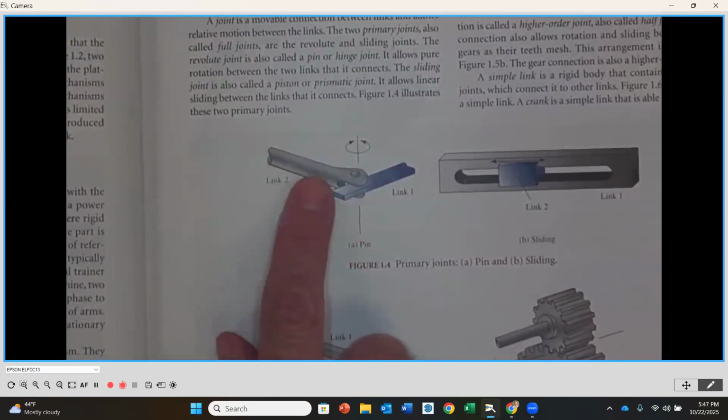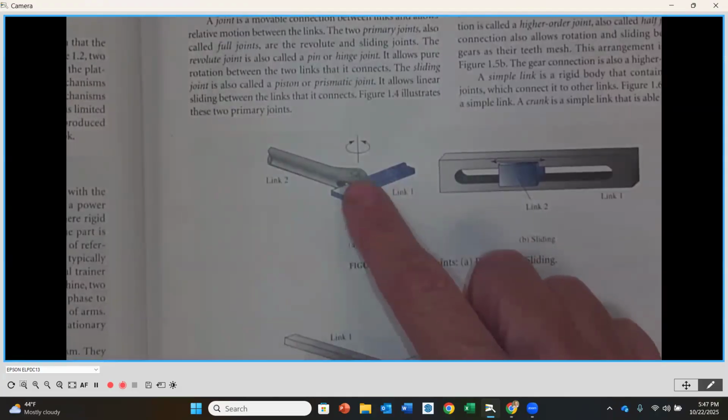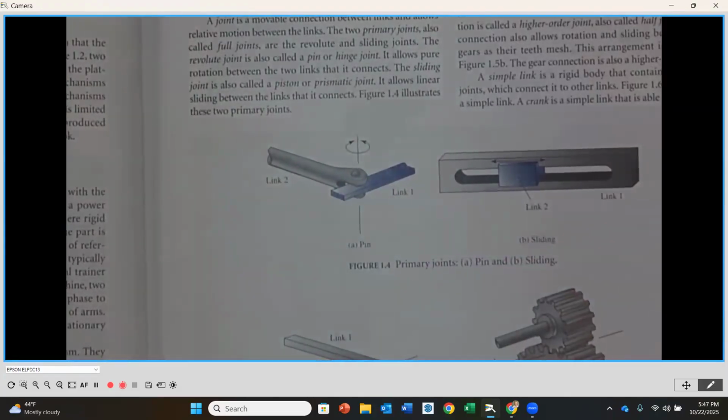So you're going to notice that we have a link coming in, link number 2 on the left, link number 1 on the right, and they are connected by a pin going through them. Now, because there's a pin going through, they can rotate relative to one another about the center of that pin. Okay, so that's a pin joint, it joins them together with a pin.